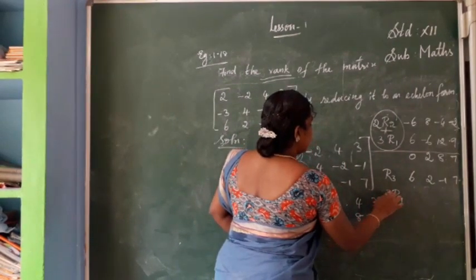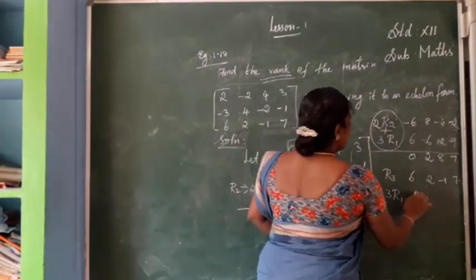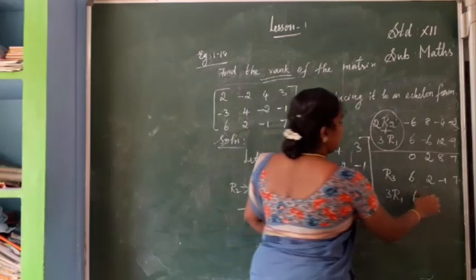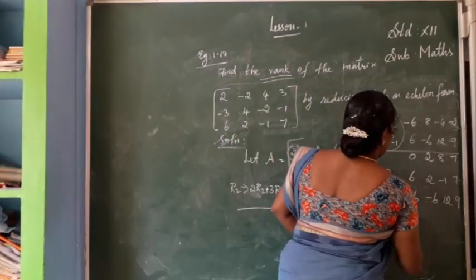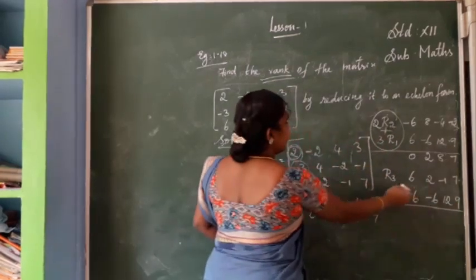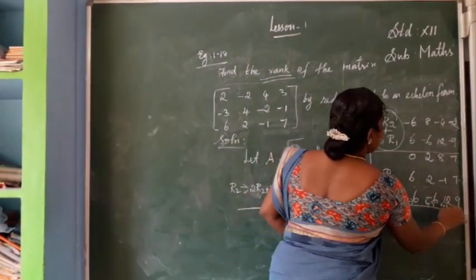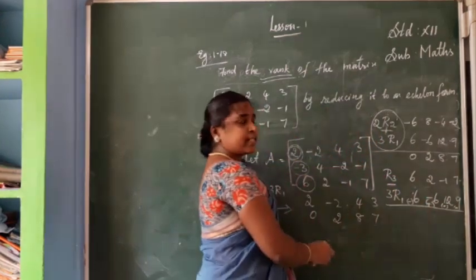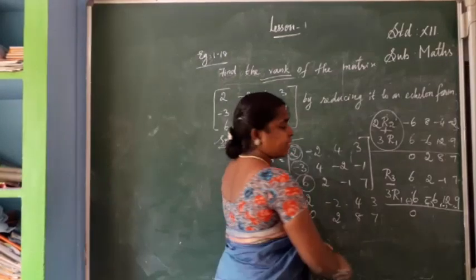R1 we are going to multiply by 3. 3 into R1. So 3 2s are 6. 3 into minus 2, minus 6. 3 4s are 12. 3 3s are 9. Okay, so now you see both are same. So subtract. So minus, plus, minus, minus. 6 minus 6 is 0. 2 plus 6 is 8.